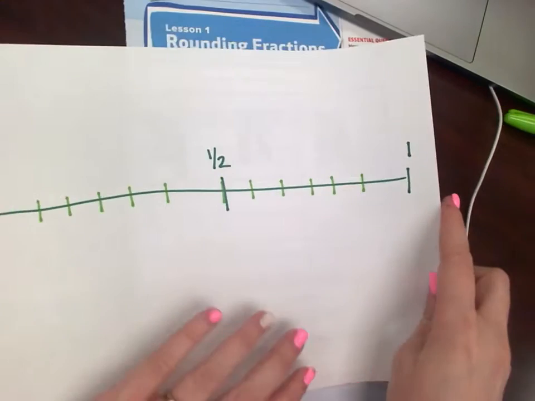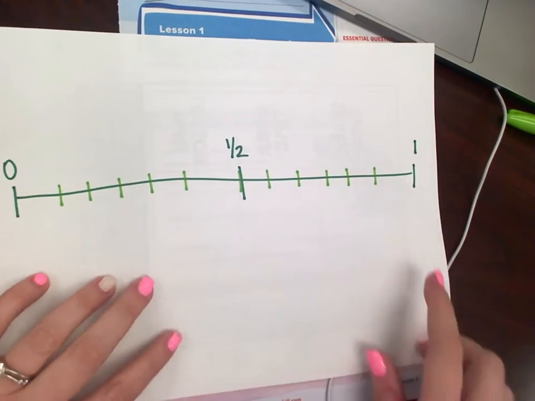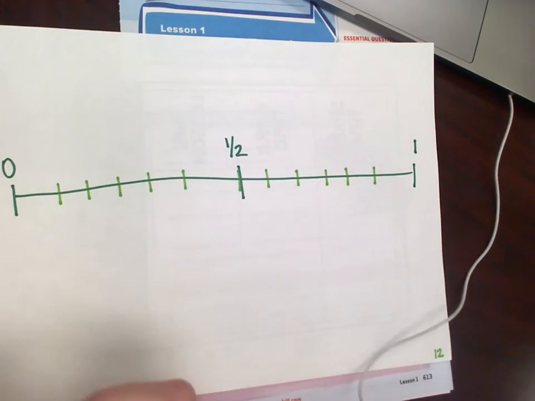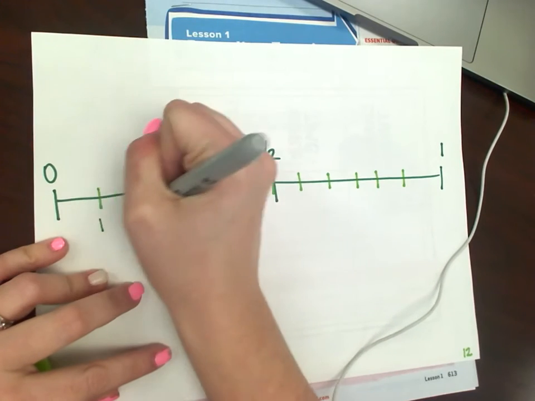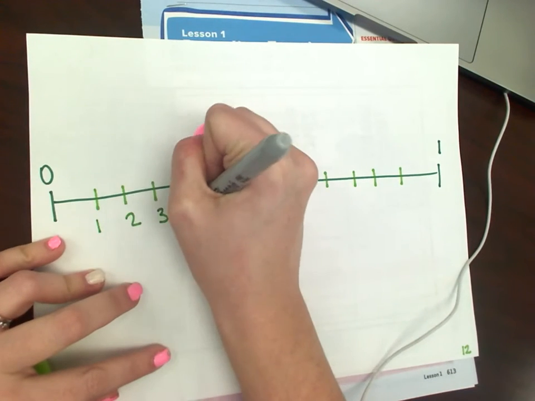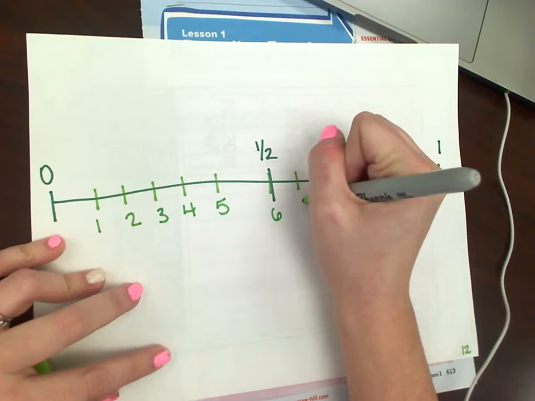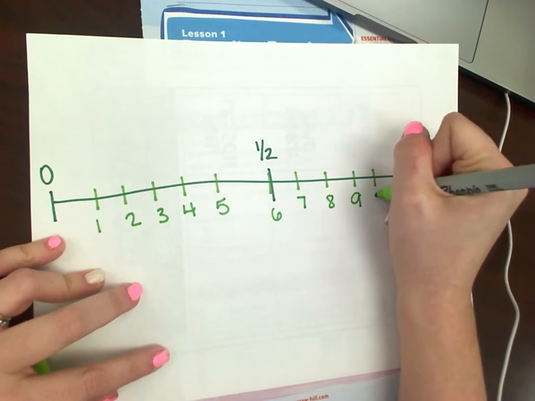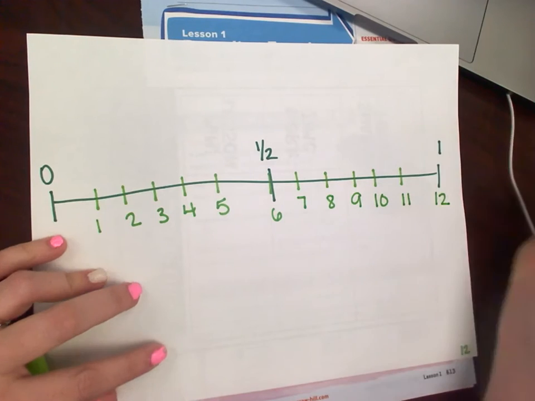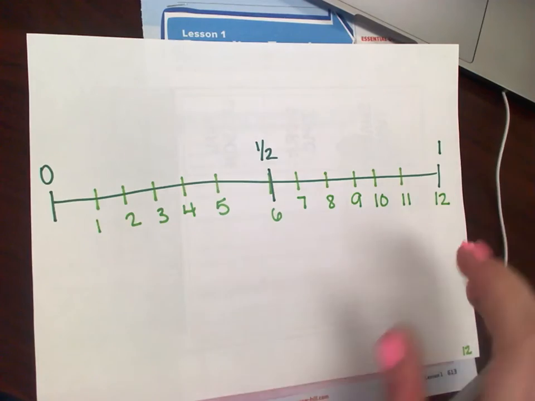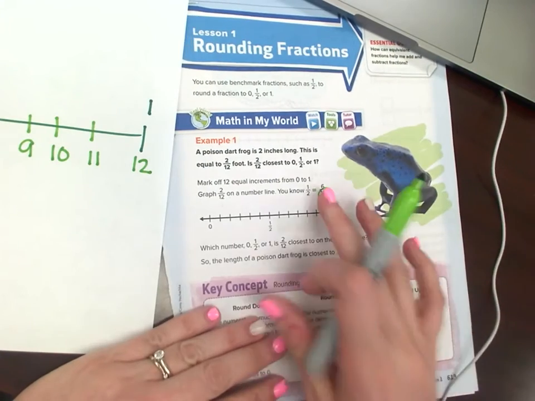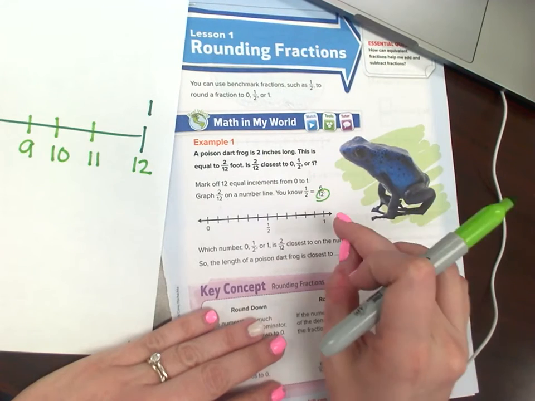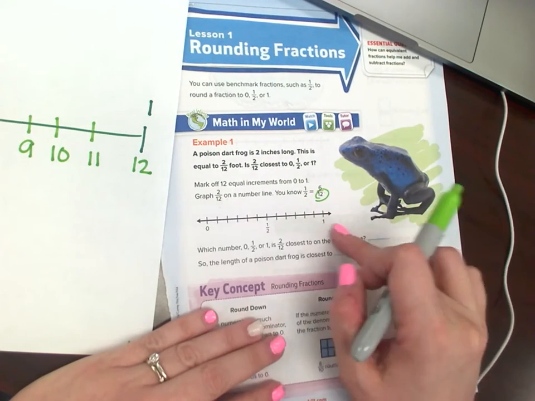So this is the number line I created. We're just going to draw a line. Your first one is going to be 0, and then we have 1, 2, 3, 4, 5, 6, 7, 8, 9, 10, 11, 12. Now this does not have to be perfect. And I drew 12 because in this particular problem, we need to have 12 altogether because 12 is the denominator.